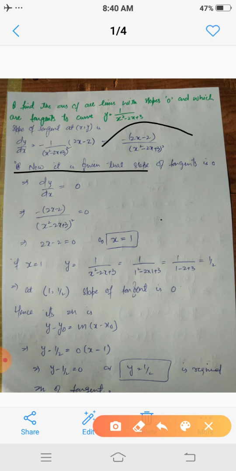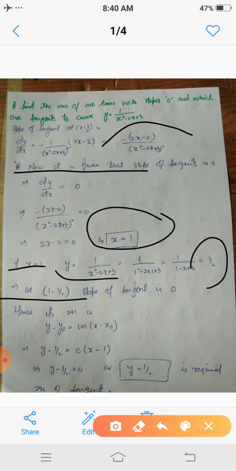When we substitute here, we get x equals 1. When x equals 1, y becomes 1 upon 2. So (1, 1/2) is the point at which the slope of the tangent is 0. This means that the tangent passes through (1, 1/2) having slope 0. By using the slope point form, y minus y naught equals m times x minus x naught, we simply get y equals 1 by 2. So y equals 1 by 2 is the line which is tangent to the curve y equals 1 upon x square minus 2x plus 3 having slope 0.